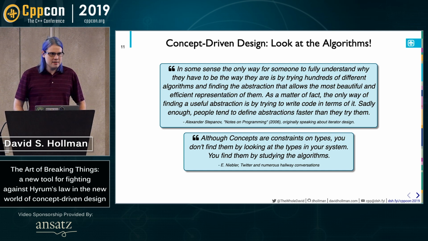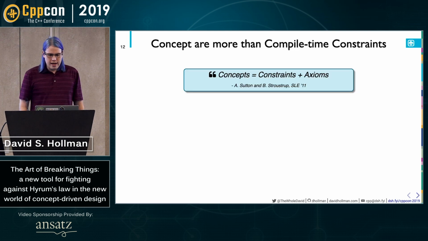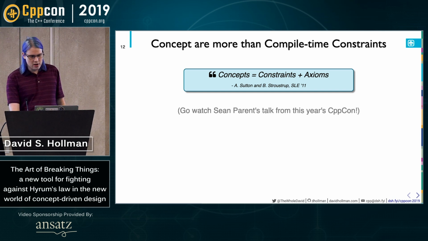So concept-driven design arises from algorithms. You look at the way your generic algorithms are using the templates, and you coalesce around a set of constraints and a set of axioms or semantic requirements of a given concept that minimizes the difference between flexibility and cognitive load on the user. And a great paper about this, Andrew Sutton and Bjarne Stroustrup in 2011, basically go through the design of how concepts should be designed under these two different design criteria. Also go watch Sean Parent's talk.